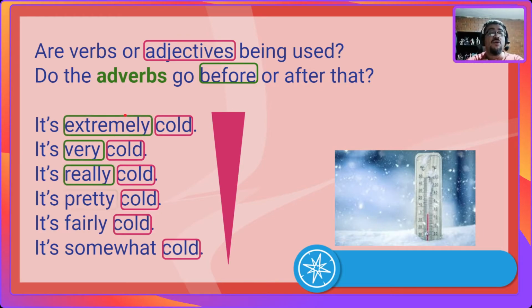There you go. They go before the adjectives. And what they're doing is modifying the adjective. So I can say it's cold, and it's just cold. But if I say it's extremely cold, we're intensifying the adjective.